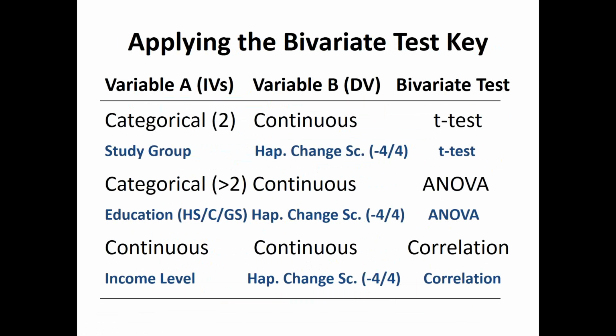For a categorical predictor with 2 categories, like study group, being compared to the continuous dependent variable, we use an independent samples t-test. If the predictor is categorical with more than 2 categories, like education level, and we're relating it to the change scores, we use a one-way ANOVA. And if the predictor is continuous, like income level, and we're relating it to the continuous change score, we use the correlation.